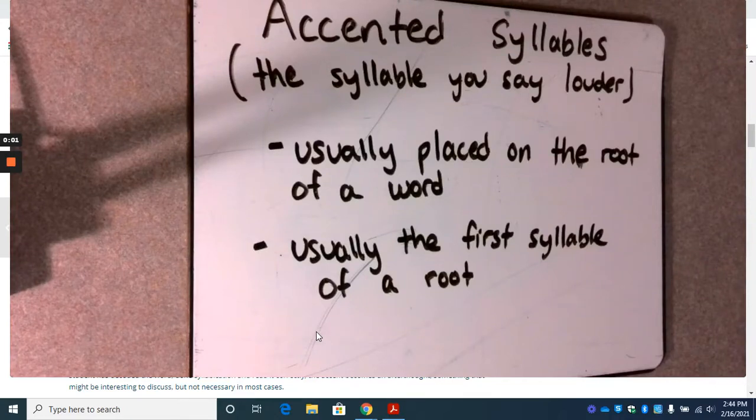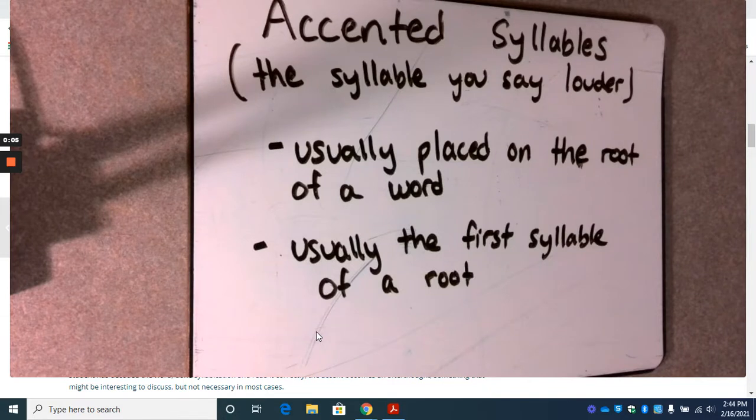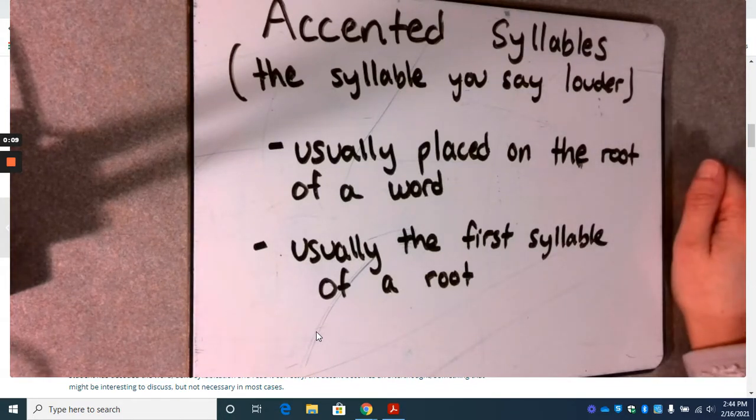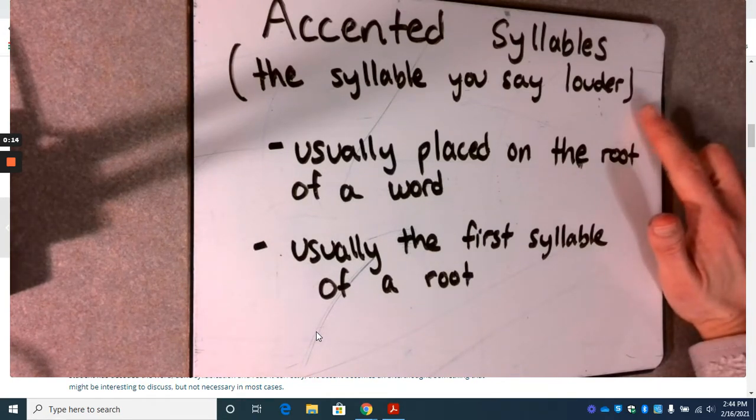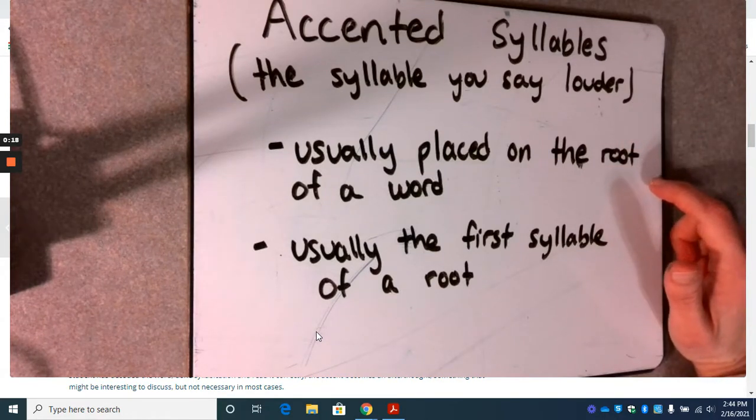Hi friends, today we are investigating accented syllables, looking at that long A sound. So you might be asking yourself, what in the world is an accented syllable? Well, it's simply the part of the word that you say louder, okay? So it's usually placed on the root of a word.